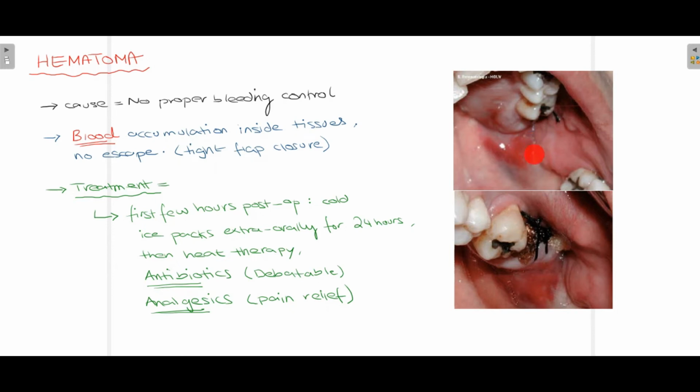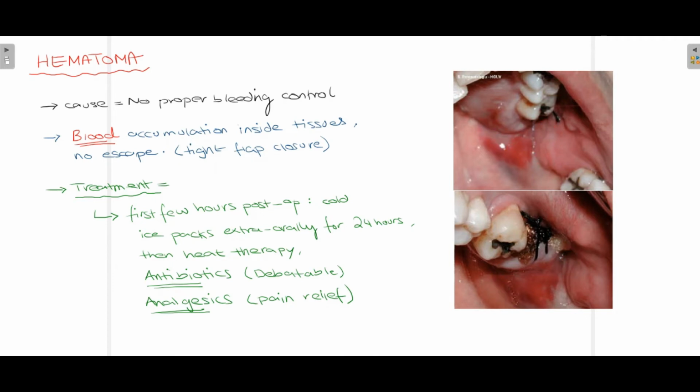So if you do not properly control the bleeding, the blood starts to accumulate in the underlying tissues, and we find such clinical findings when the patient visits us, for example, 2 to 3 days after the tooth has been extracted, because the patient complains of some pain and discomfort in the region where the hematoma has developed, as you can see in this clinical picture. Now the blood has started to accumulate inside the tissue and there is no escape. For example, you have closed the flap really tightly, so the blood cannot escape and starts to accumulate, which you can see here and here.